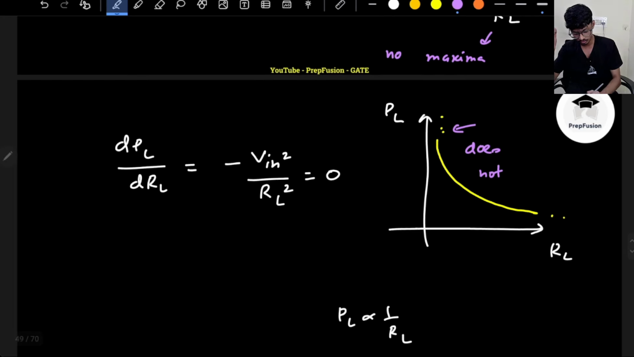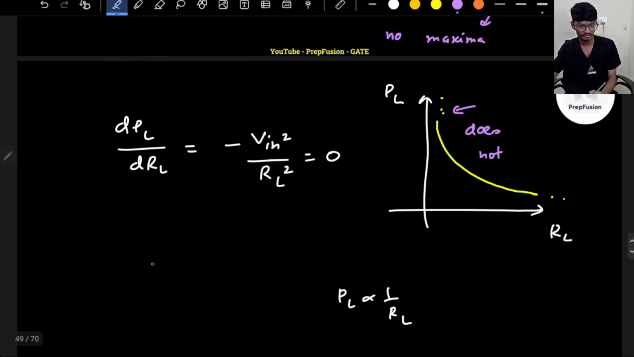If you choose 1 ohm, it will be some power value. If you choose even lower values, it will be even higher. You keep on choosing lower values and it will be more and more higher. But I can never touch the maxima of this graph, because maxima does not exist for this graph. Got it? So these kinds of questions can also be framed.